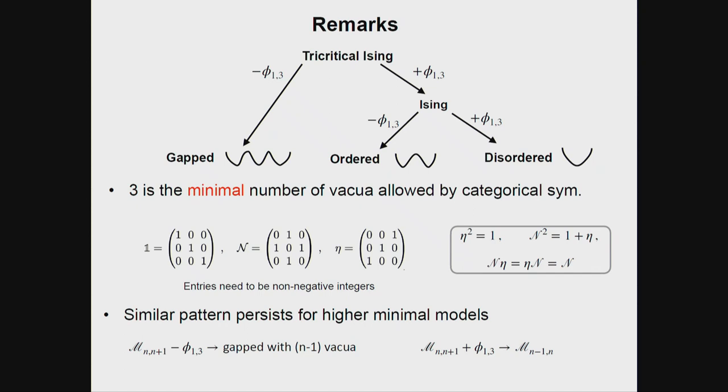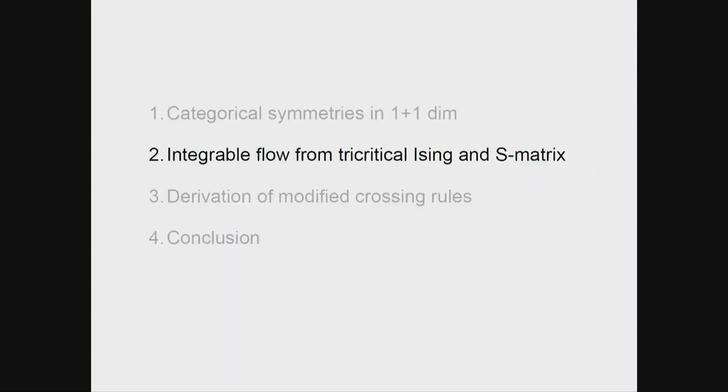And let me also point out that similar patterns persist for higher minimal models. So if you start from higher minimal models and deform it by minus phi 1,3, you go to the next minimal models. Whereas if you deform it with plus, sorry, if you deform it with minus, you get a gapped theory with n minus 1 vacua. Whereas if you deform it with plus sign, you get the next minimal model. Okay, I guess so far so good.